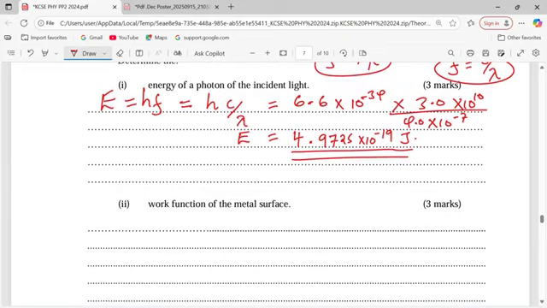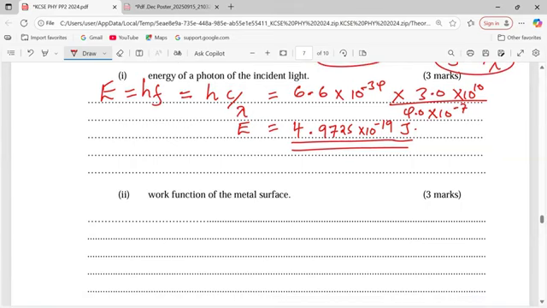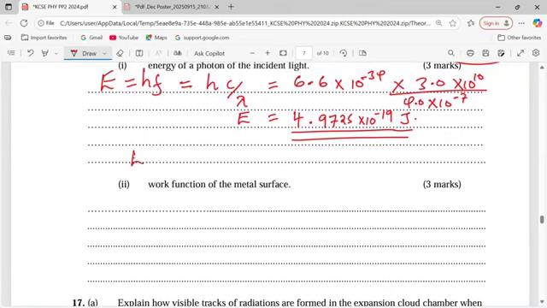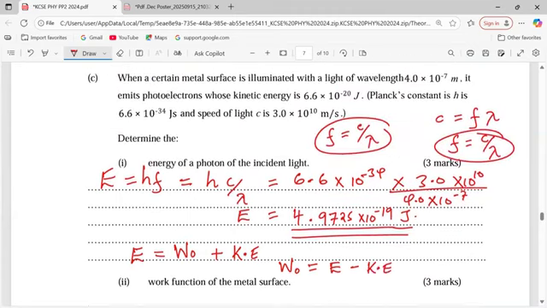But look at the second part. The question is, what is the work function of the metal? Remember, according to the explanation that I've just given, all the energy is split into work function, and the other energy becomes kinetic energy. Therefore, work function can be obtained by total energy minus the kinetic energy with which the electrons flow.